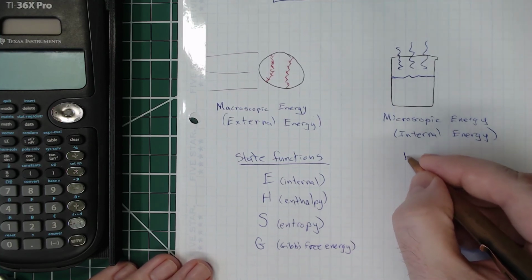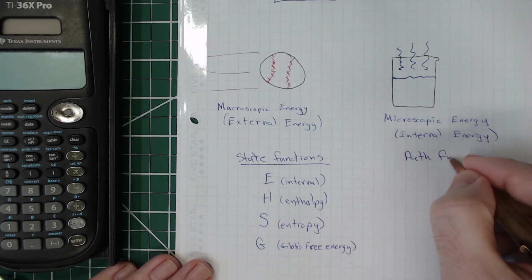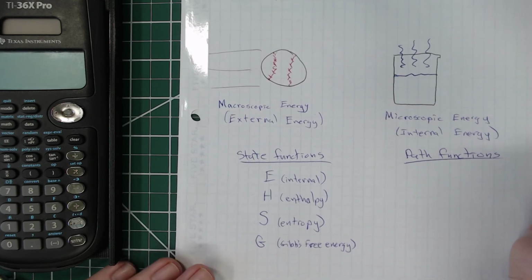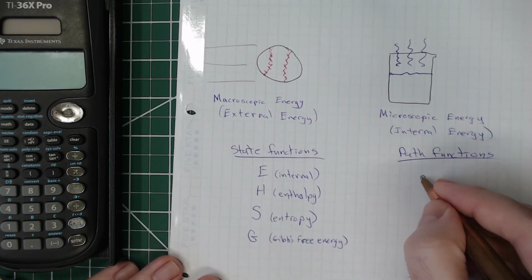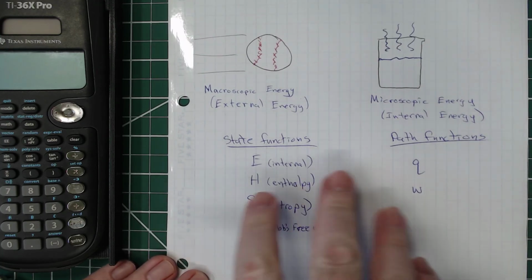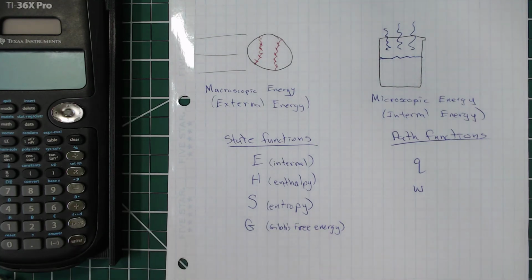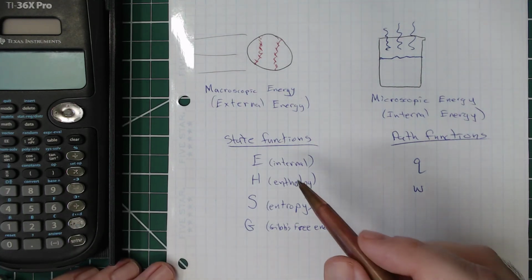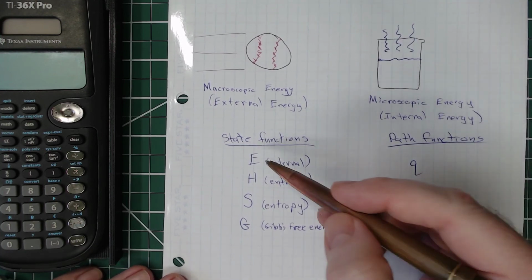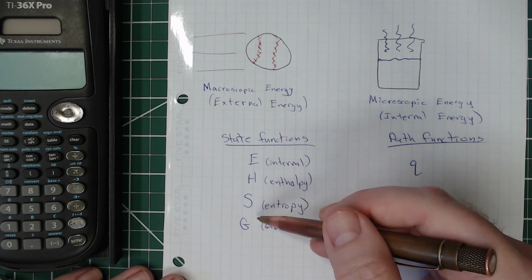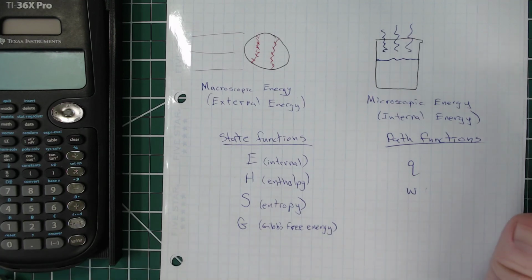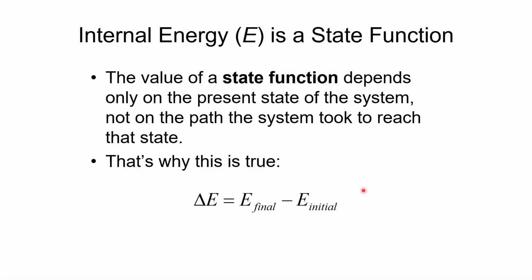Path functions are things that are not state functions. They depend on the path. And those are going to include q and w. Now, there may be other things that are state functions and path functions, but for energy purposes here, we're going to say that these are state functions and these are path functions. And you'll notice by convention, we make it so that the state functions have uppercase letters to represent them, and the path functions have lowercase letters. Just kind of a convenient convention that we use.